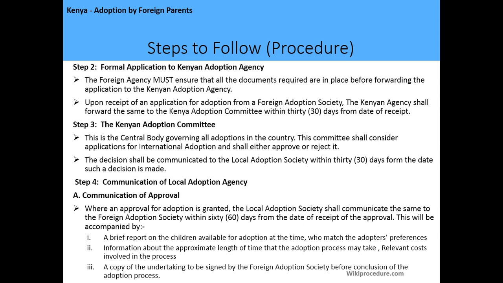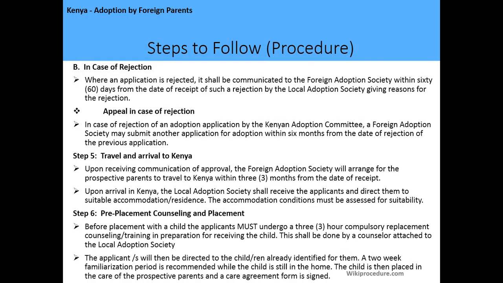The local adoption agency shall communicate to the foreign adoption agency within 60 days from the date of receipt of approval. This will be accompanied by a brief report on the children available for adoption at the time, who match the adopter's preferences, information about the approximate length of time that adoption may take, relevant costs involved in the process, and a copy of the undertakings to be signed by the foreign adoption agency before conclusion of the adoption process.